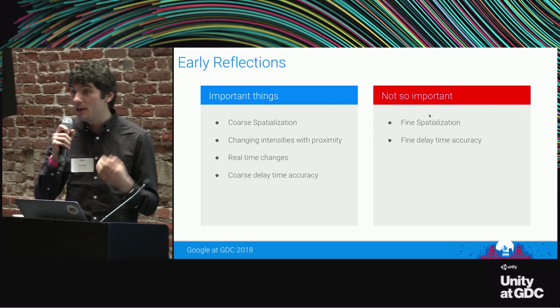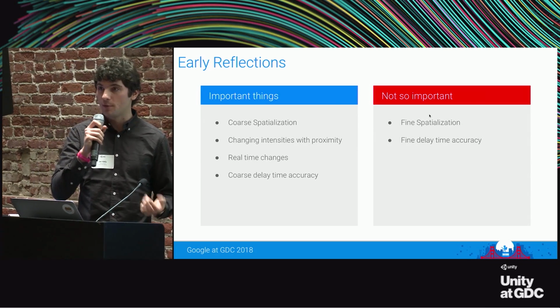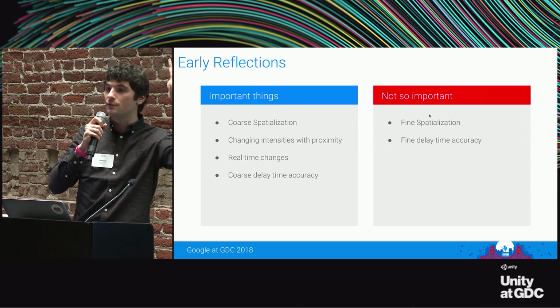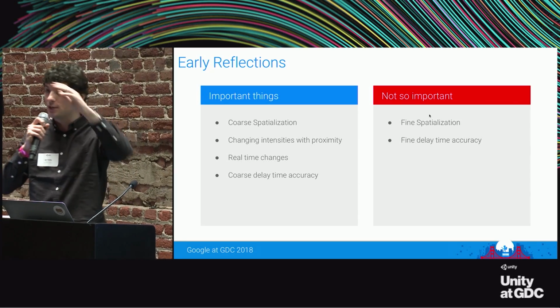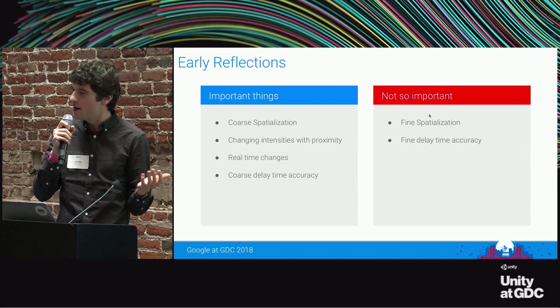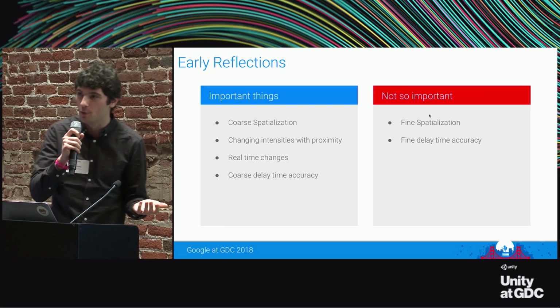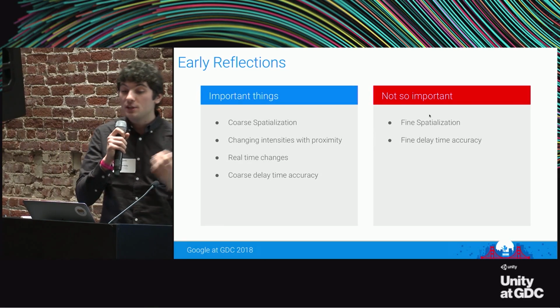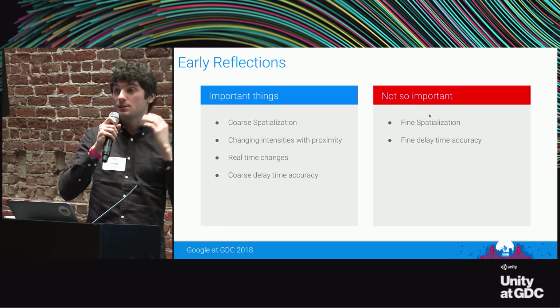We need real-time changes in reverb. If you have a static set of reflections that aren't changing their position in time, aren't changing their intensities as you move around a room, your brain is not going to be fooled into thinking it's a real room. And finally, we need to coarsely get the delay times on the reflections, i.e.